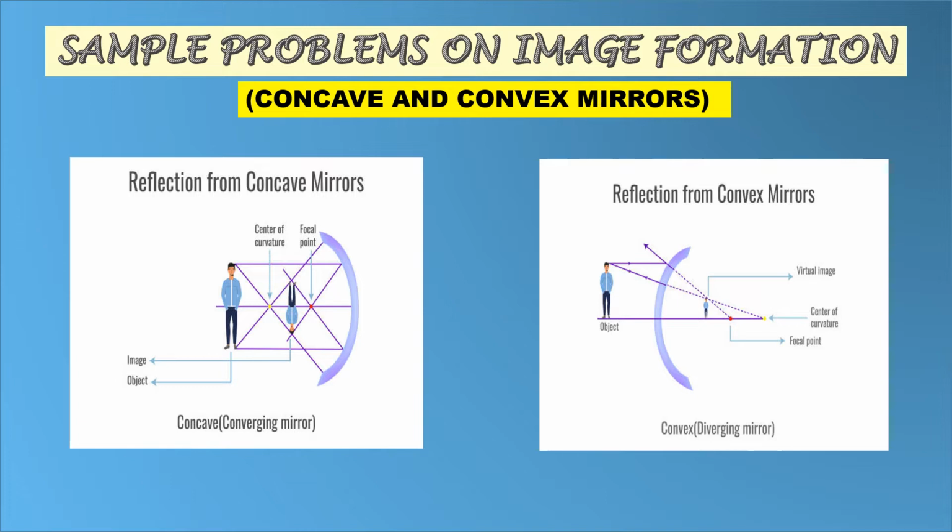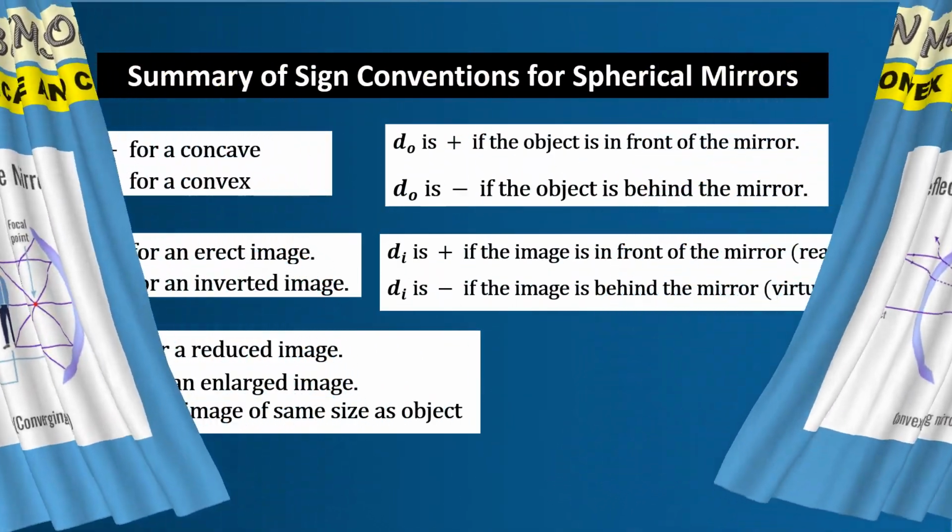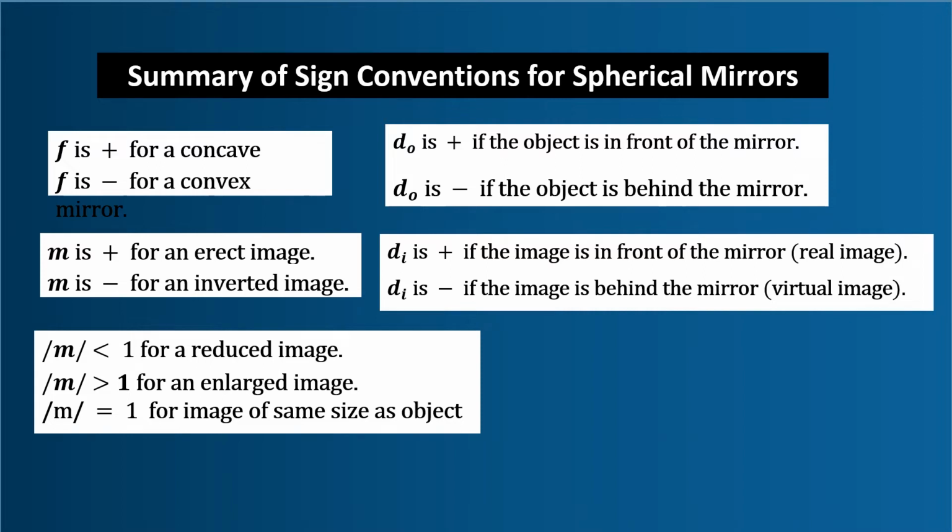In this tutorial, I am going to explain to you two sample problems on image formation by concave and convex mirrors. Before we start, let me just bring your attention to this summary of sign conventions for spherical mirrors.